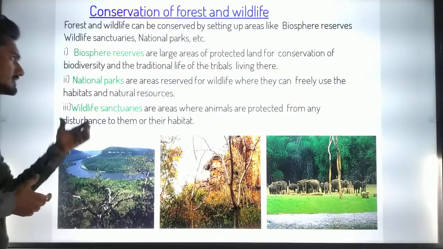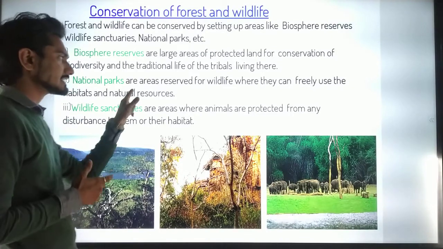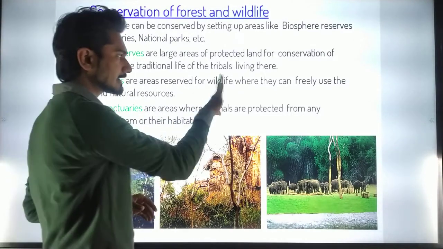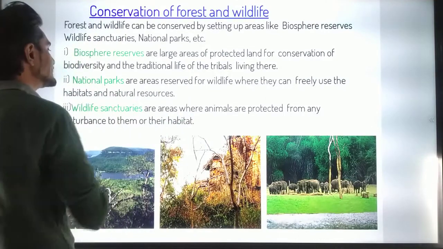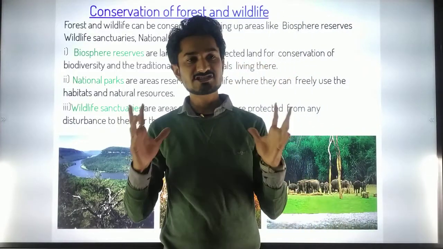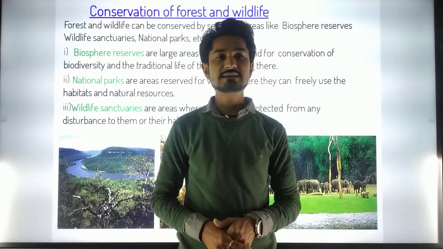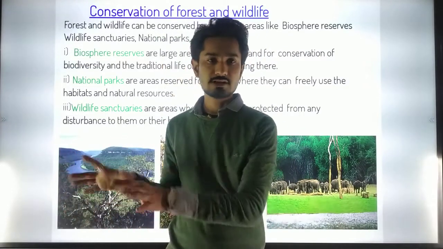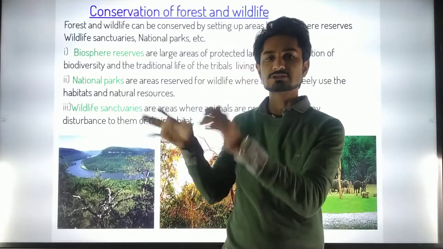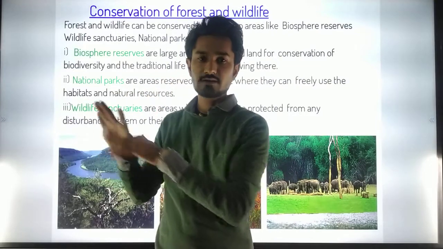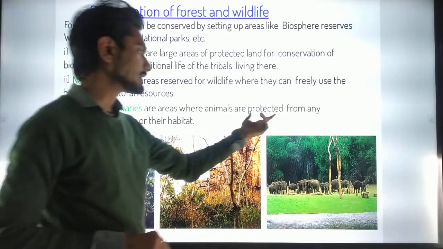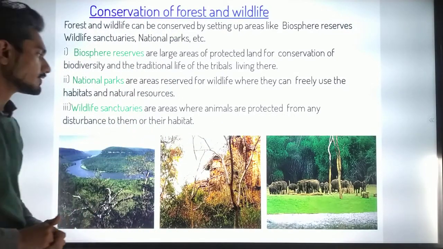Then national parks. So what are national parks? National parks are areas reserved for wildlife, where they can freely use the habitats and natural resources. It is basically made by the national government, or the central government has created these types of areas where they can live freely and use the natural resources from there. And wildlife sanctuaries are the areas where animals are protected from any disturbance to them or their habitat.